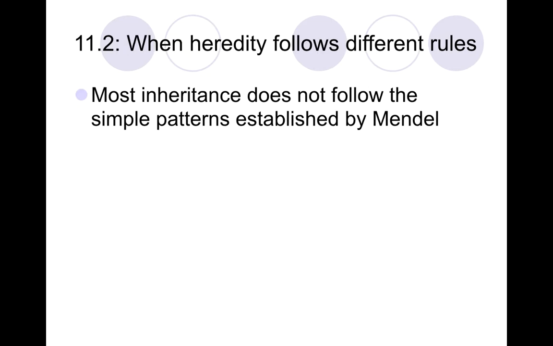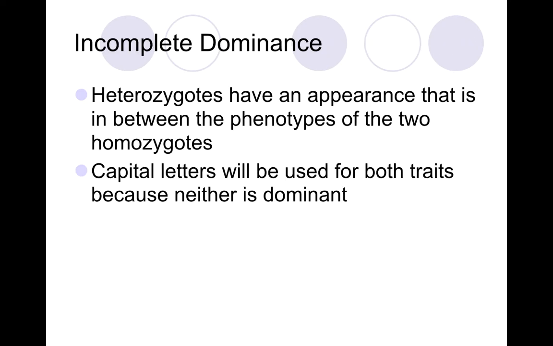When we think of Mendelian genetics, we think of those simple rules that you get one gene from mom, one gene from dad, and you do get one gene from mom and one from dad. But most of our inheritance does not follow this simple pattern established by that. We can have things that are called incomplete dominance. This is when we have heterozygotes that have an appearance that is in between the phenotypes of the two homozygous.